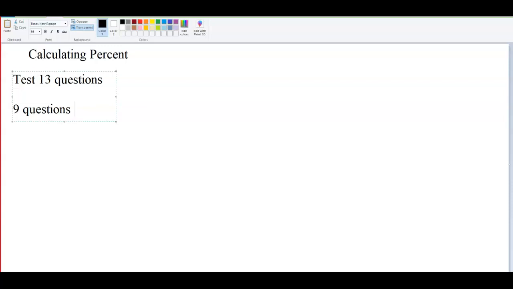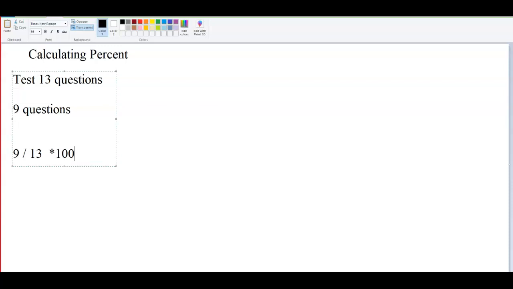How do you find the percent? Use 9 questions divided by 13. Good. It's going to be 9 divided by 13 times 100. That means you're changing it to percentage. 9 over 13 times 100 will give you the percent. They will give you your scores in percentage.